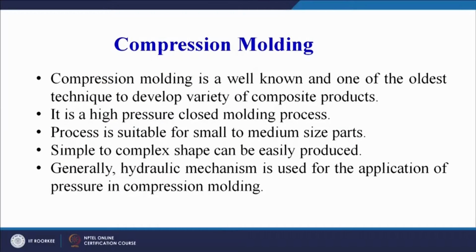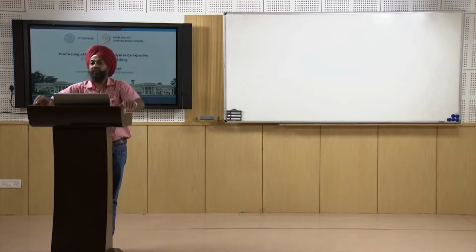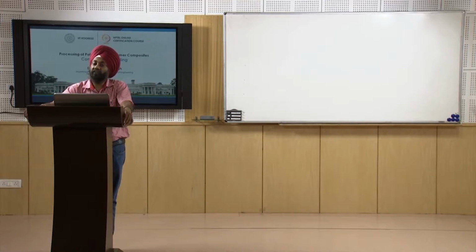So it is a high pressure process. We have to apply a lot of pressure. The consolidation is quite strong in this case. The process is suitable for small to medium size parts. As we have seen in hand layup and spray layup processes, size is not a limitation. If you remember, in the spray layup process a big marine boat can be made. But in this case, as we are using a compression molding machine, the machine will always have its limitation.